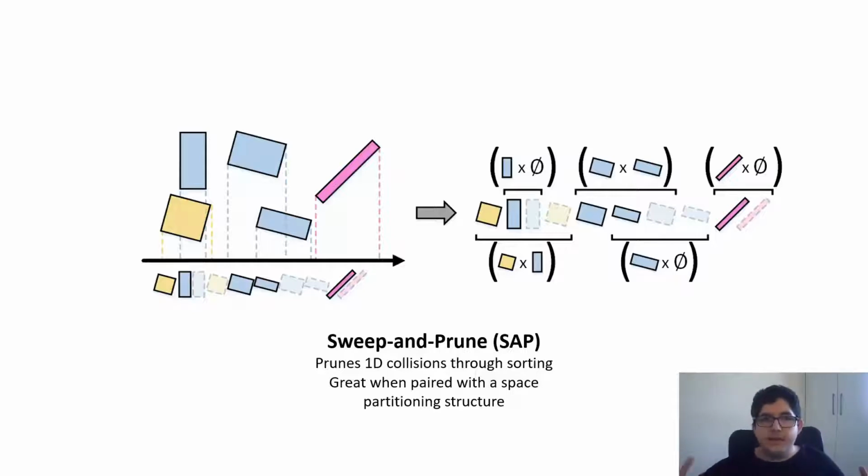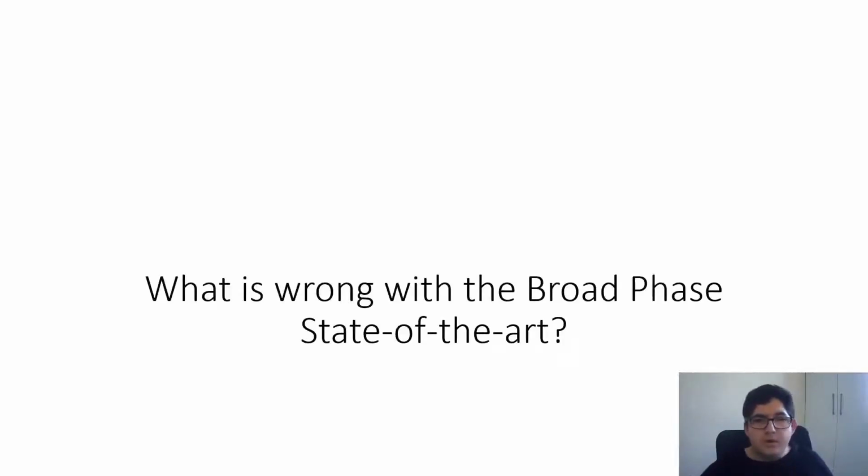So if you have a KD3, you can use the sweep and prune for each cell, which is pretty nice. So, well, what do I want to go with this? I'm lecturing about broad phase algorithms and what they can do. What's wrong with broad phase? What's wrong with the state of the art? What's there to do? We have those algorithms, what's left? So let's take a look at what has been done.